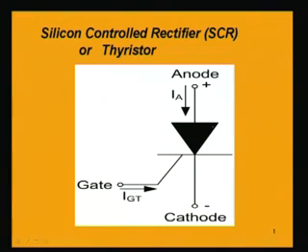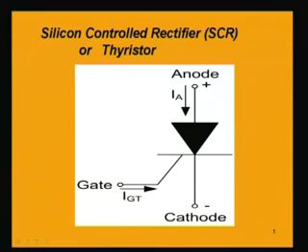So, in the last class we discussed the silicon control rectifier, which is one of the most used PNPN devices. It is also known as a thyristor. The symbolic representation of the silicon control rectifier or thyristor is as shown in this figure. It has an anode, a cathode and a gate terminal.